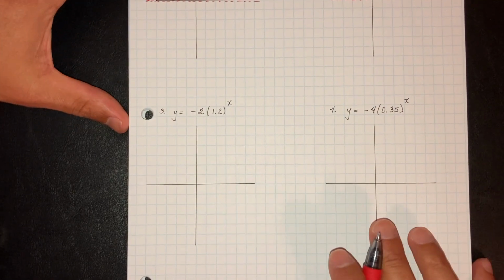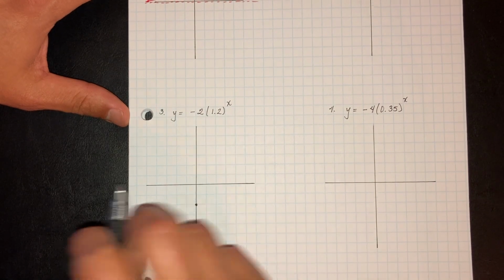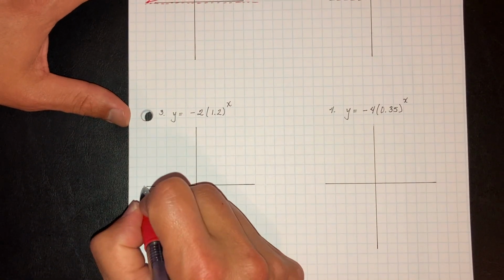What about this one? It's going to start at -2. Here it is. Okay. And you also have an asymptote right here.